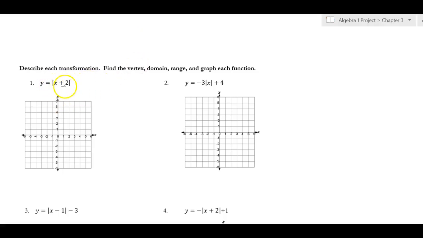Okay, so describe. This is the only number I have, so that's the only thing I have to work with, so it's going to the left 2. So that's negative 2, comma 0. My slope is just up 1 over 1. And there's my V. My arrows go left and right, so again, my domain is all reals. And my range for this one, it goes up, and it goes up above 0.